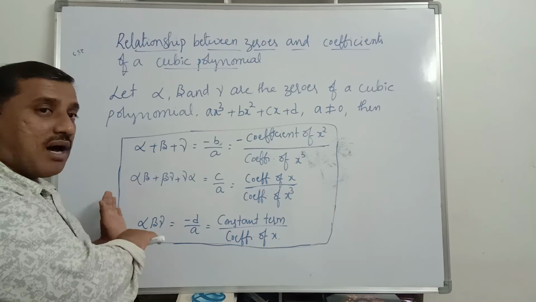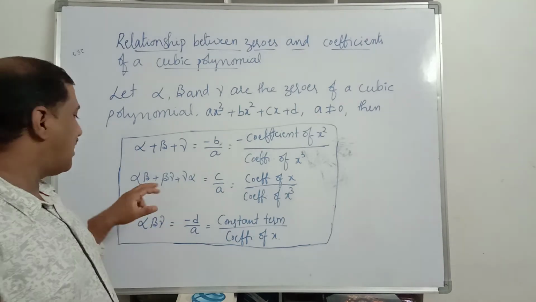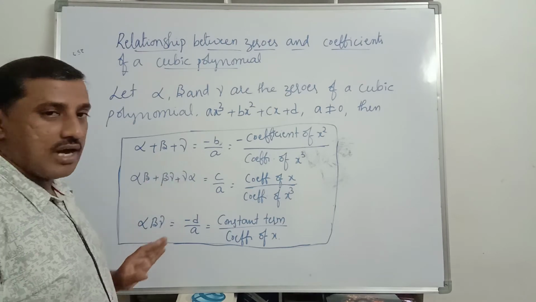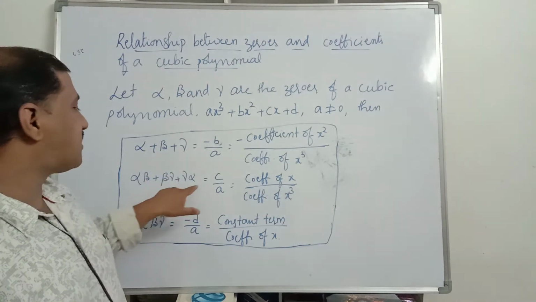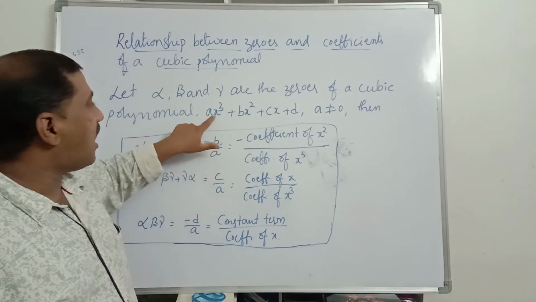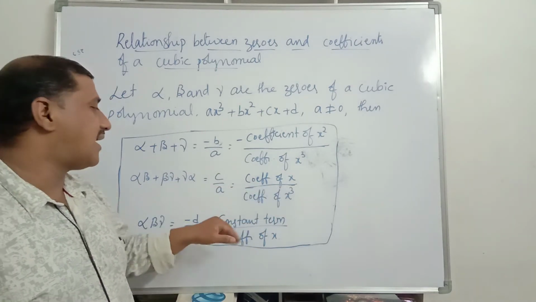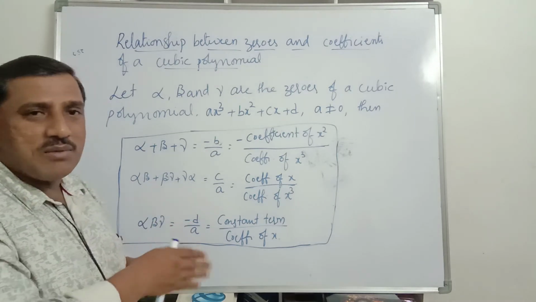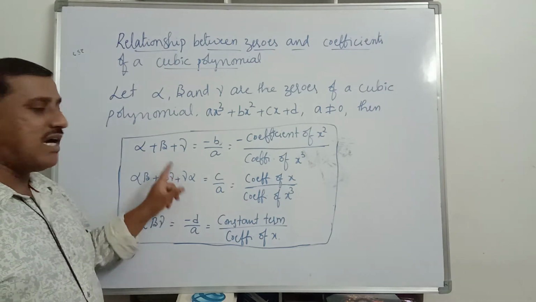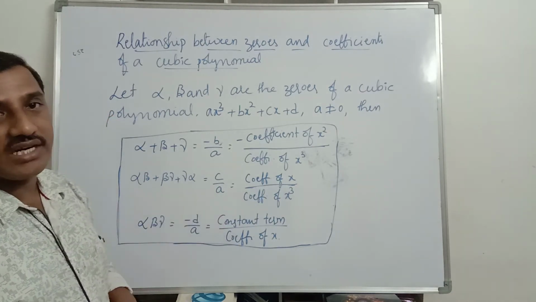Now the sum of the individual products of the 3 zeros of the polynomial, that is alpha into beta plus beta into gamma plus gamma into alpha, their sum is equal to c by a, where c is the x coefficient and a is the x cube coefficient, that is coefficient of x divided by coefficient of x cube.